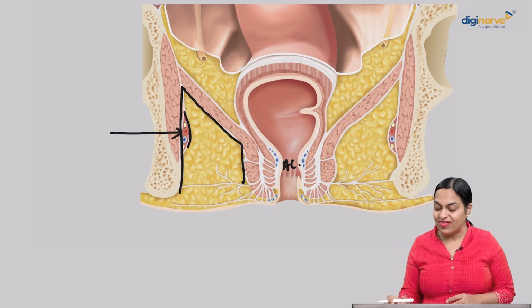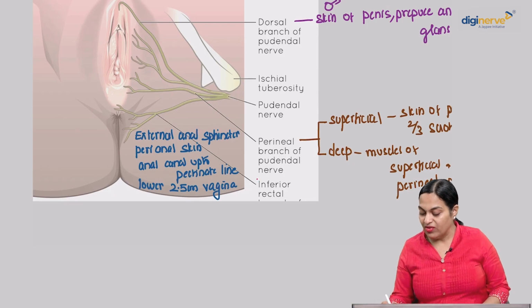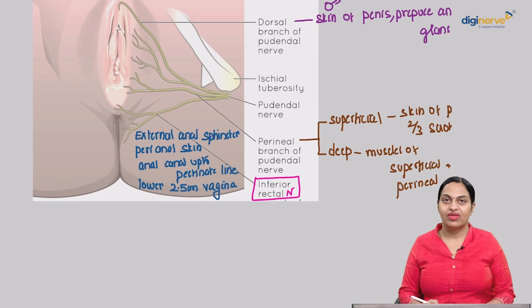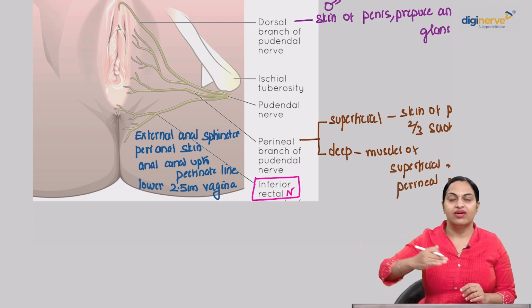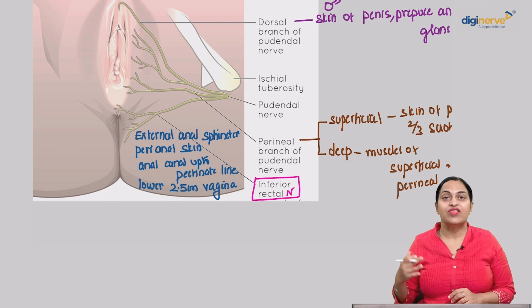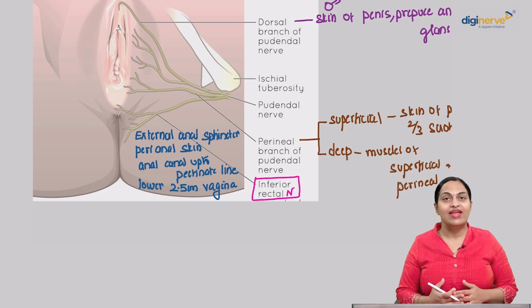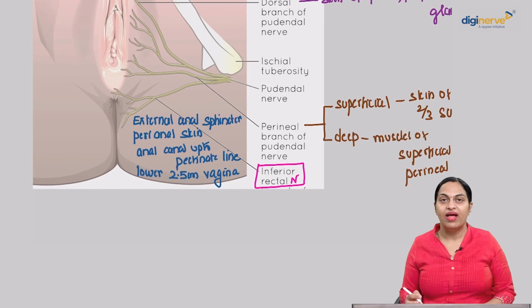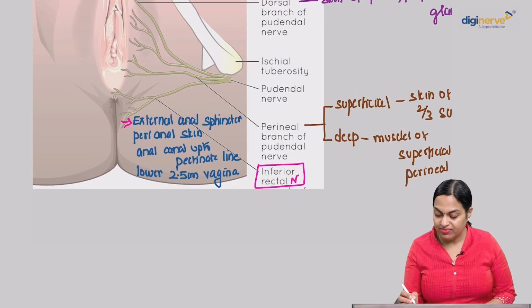What are the branches coming from the pudendal nerve? Again, very important. So the very first branch is the inferior rectal nerve. This is given off while the pudendal nerve is there in the ischioanal fossa. This inferior rectal nerve traverses the ischioanal fossa, the fat in the ischioanal fossa, to reach the anal canal. And what does it supply? It supplies the external anal sphincter, right?